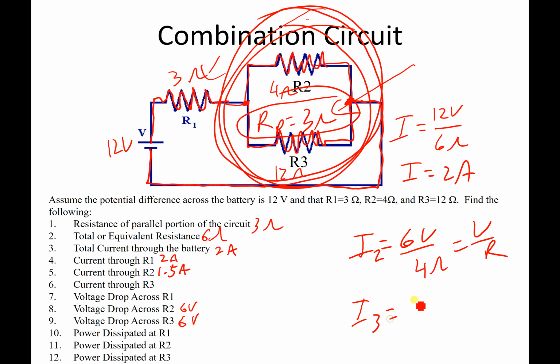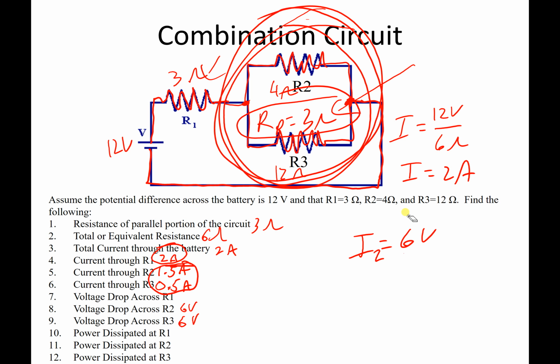Through R3, same thing. I3 is going to equal the voltage drop, 6 volts, divided by the resistance of that resistor, which was 12 ohms, to give us half of an amp. Notice that the current through R2 and the current through R3 add together to be the total current of 2 amps.